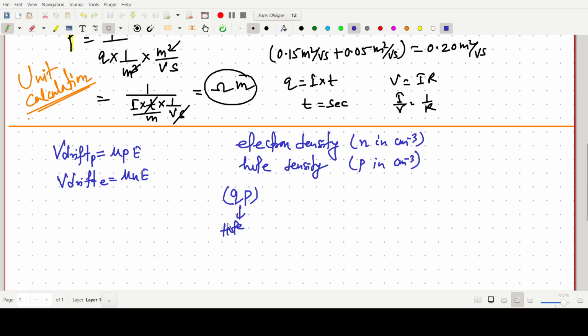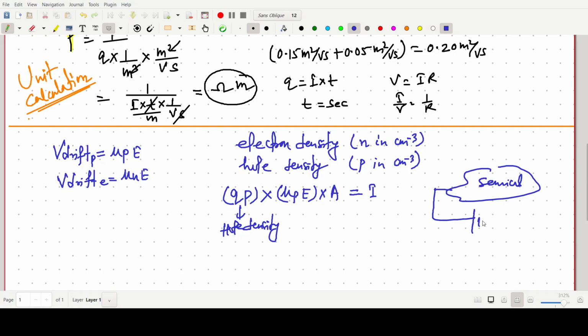The positive charge density, or hole density with charge. Okay, if we multiply with the velocity, that is our mu p e. Okay, for a cross sectional area a, it is nothing but simply the current flowing through the semiconductor. A detailed video I will share. For an applied voltage, there will be some electric field. So holes will move like this. Electron will be just opposite to the electric field.